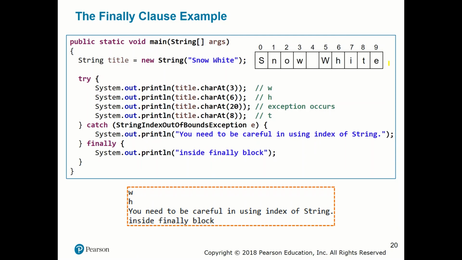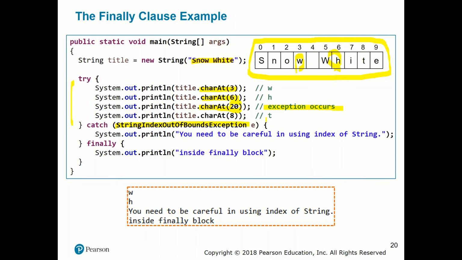Let's see this example. Here, title is Snow White. Then in the memory, the Snow White object will be created like this. And in the try statement, there are 4 print statements. And here, char at 3 is W, and char at 6 is H, and char at 20, there is no 20 index, so exception occurs here. The exception is string index out of bounds exception.